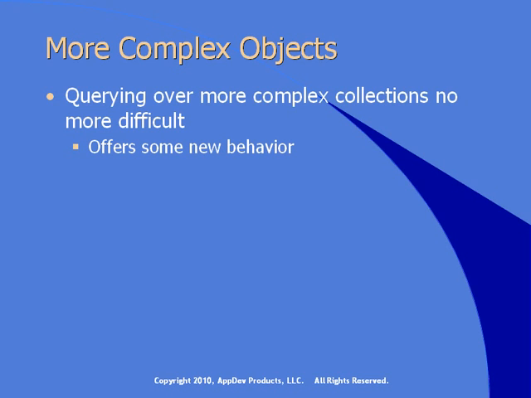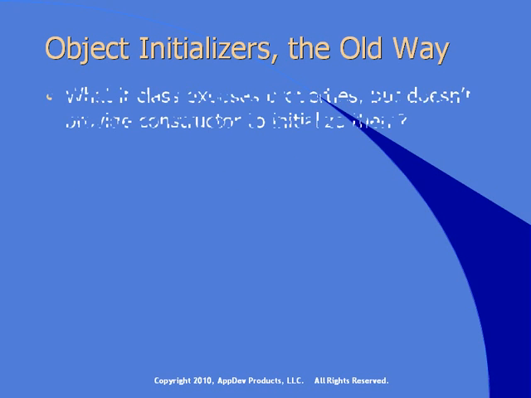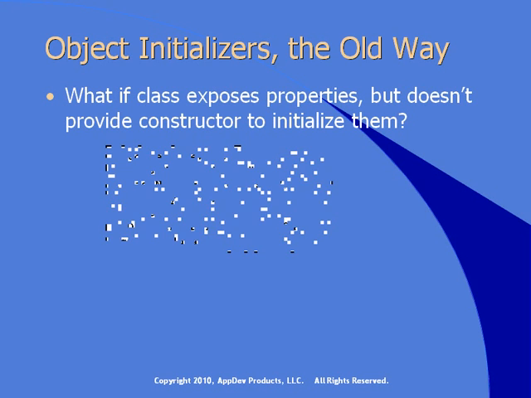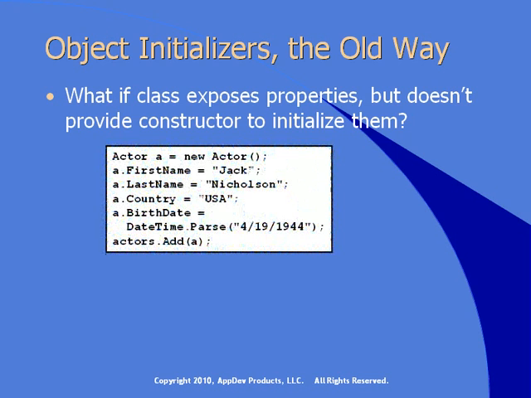In our example, I've created a class named Actor. An actor has properties like first name, last name, country, birth date. Very simple class. What if you want to create a new instance of that actor class and provide values for those properties? So what if your class exposes properties but doesn't provide a constructor to initialize them? For example, our Actor class. We'd like to create an instance of our actor and add that actor to a collection of actors.